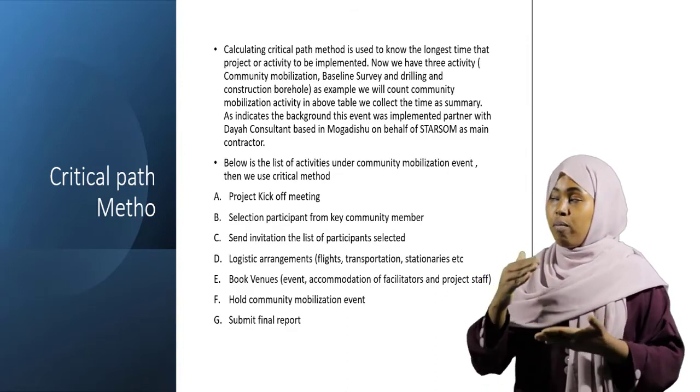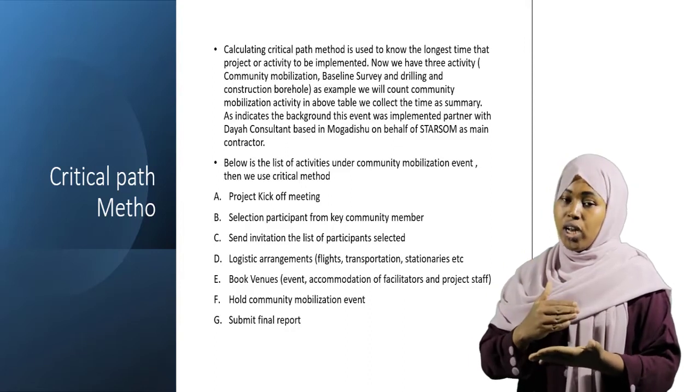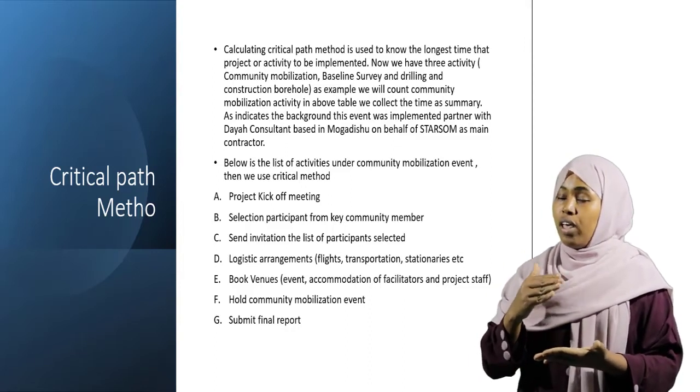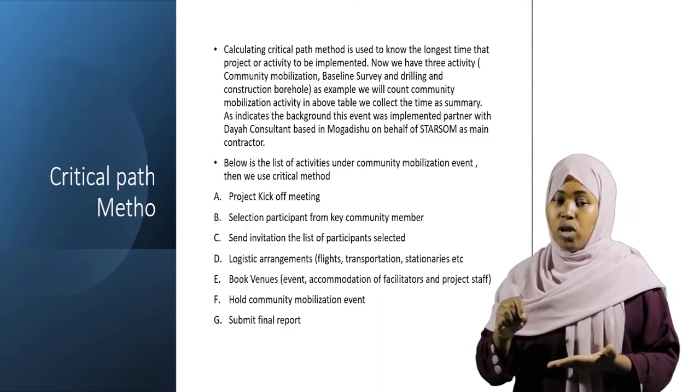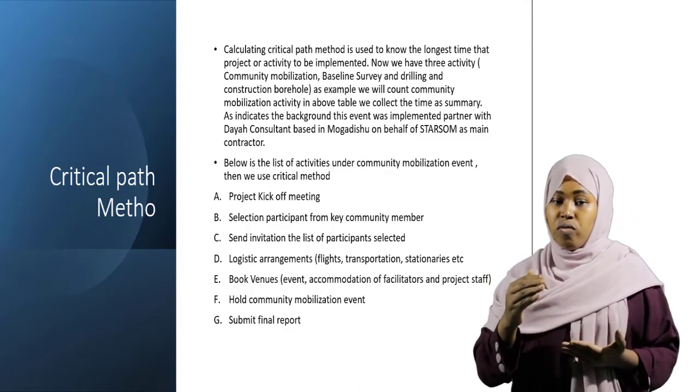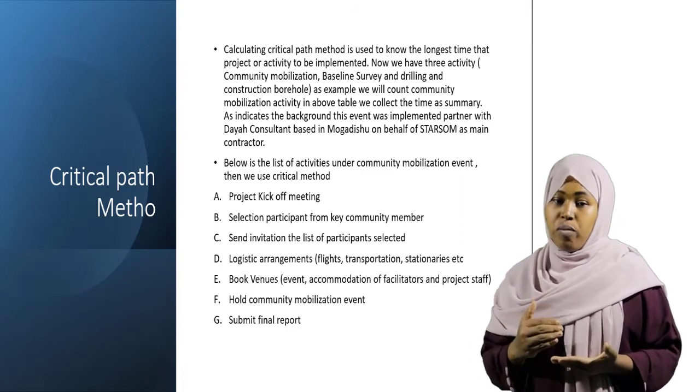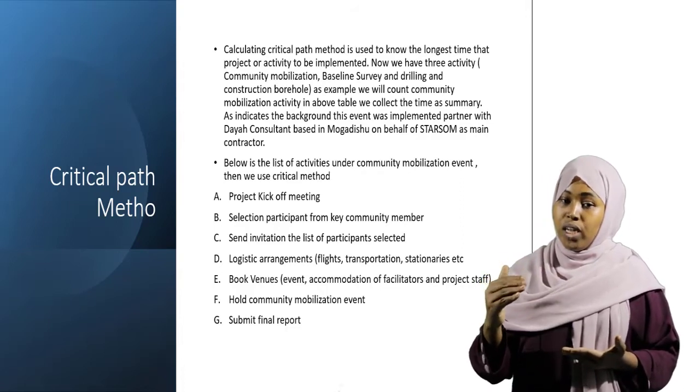So the first one, I can make the first activity community mobilization. We can make sub-activities of community mobilization. I can give letters to identify them when I'm making the calculation. For example, I can use A, B, C, D for each of them. For example, project kickoff meeting.